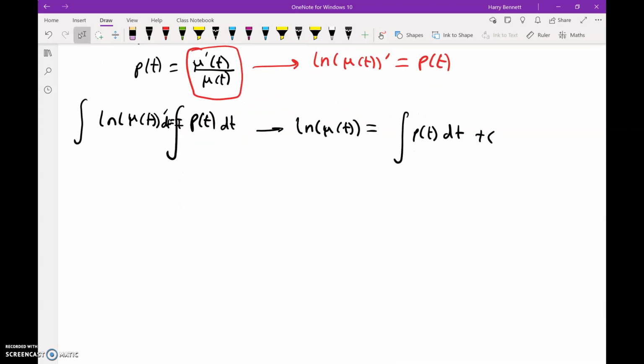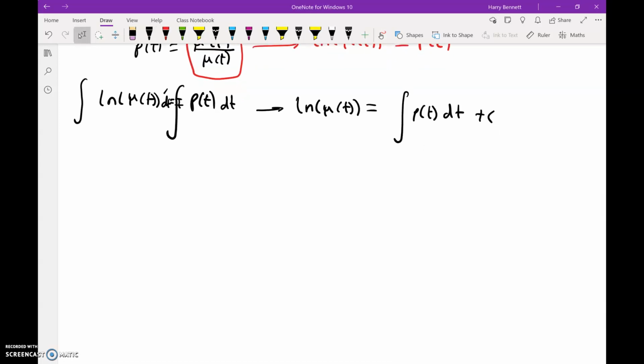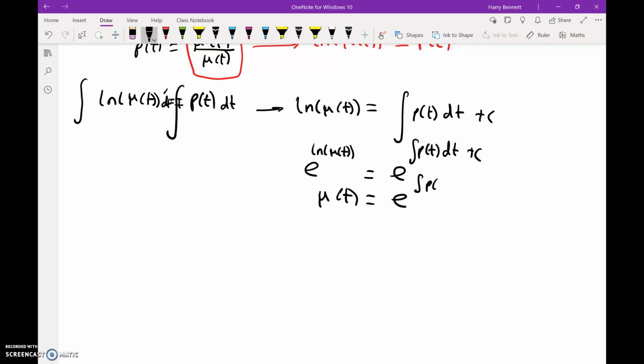Now it's simple, because if we exponentiate both of these sides with respect to e, we can get rid of the natural log. So then we have e to the natural log of mu of t is equal to e to the integral of p of t dt plus c. And then of course these cancel on the left hand side, so you get mu of t is equal to e to the integral of p of t dt plus c. So that is what mu of t is.